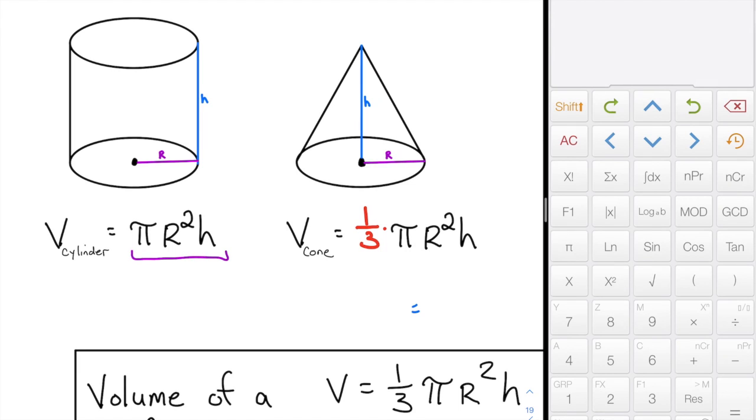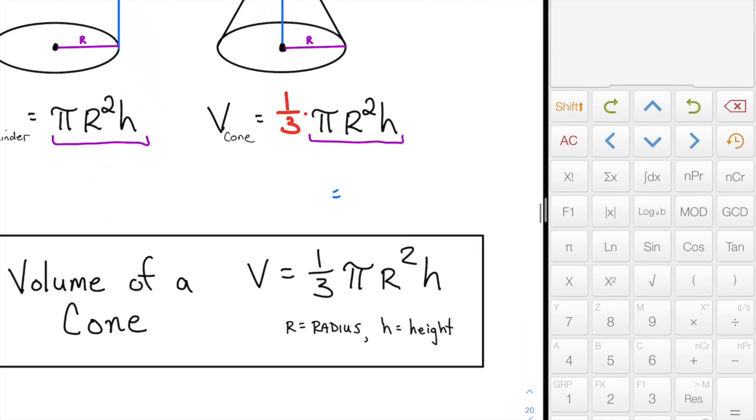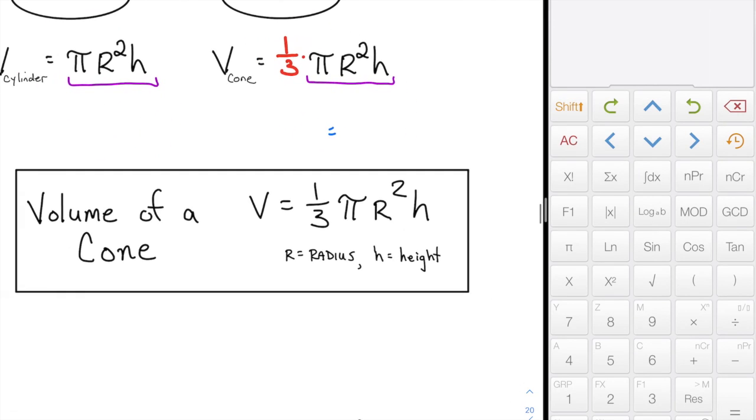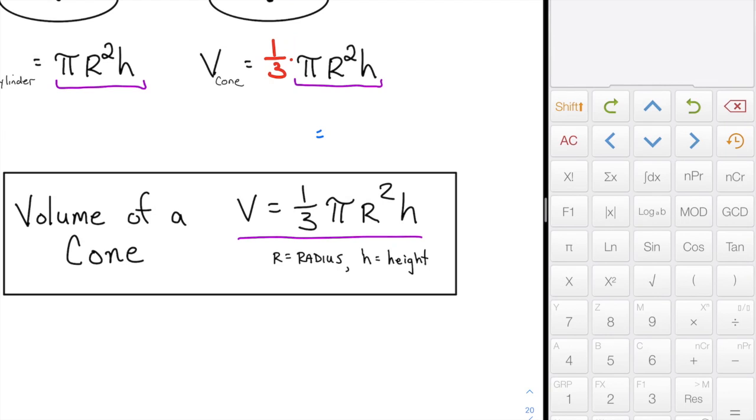Look at this formula. It's exactly the same formula. The only difference is a cone has this 1/3 in front of it. That simply means a cone is 1/3 of a cylinder. It just holds 1/3 of the stuff if its radius and height are exactly the same. And you'll see that in the formula, it's 1/3 pi r squared h. Right? Fine, piece of cake.